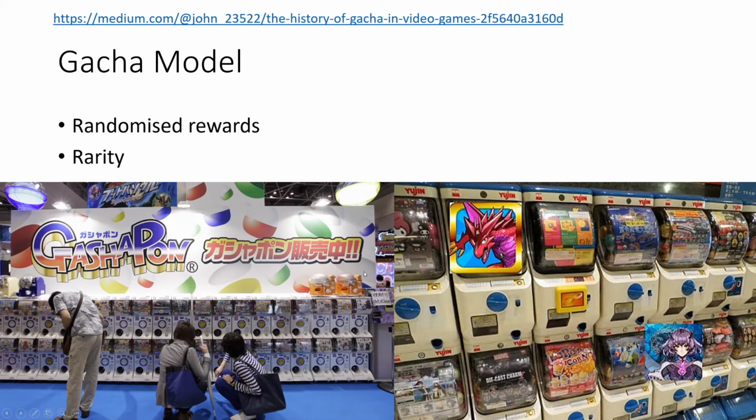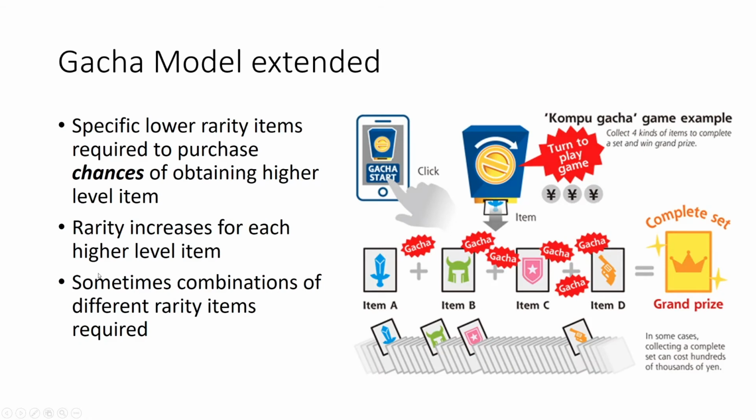There was a very controversial one. A very controversial system. You can see that here: item A plus item B plus item C plus item D. You need all of these in order to get a set that would give you a grand prize. And often each of these lower level items would also need even lower level items to be collected to trade in for that item B, let's say. So a lot of this got brought into games because if anyone looks at this, what is happening?